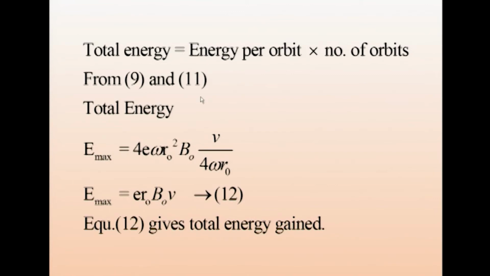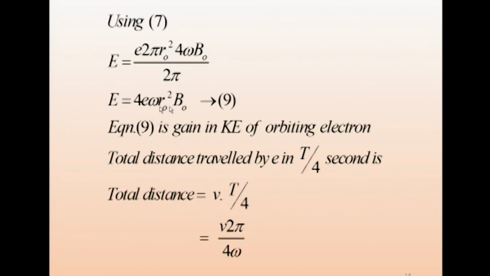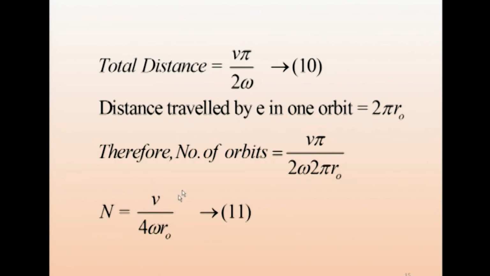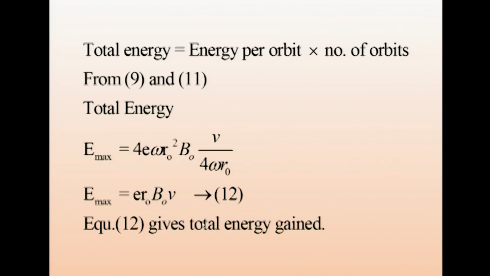So, we will just go back and see this one, this is 9, the energy gained in one orbit. Then we go to 11, see, this is the number of orbits. So, that into this, and we get 9 and 11, this into this part. All that omega will get cancelled, and finally we get E r naught b 0 v, that is equation 12. So, this equation 12 gives the total energy gained by the particle.